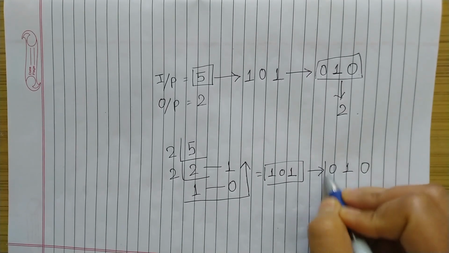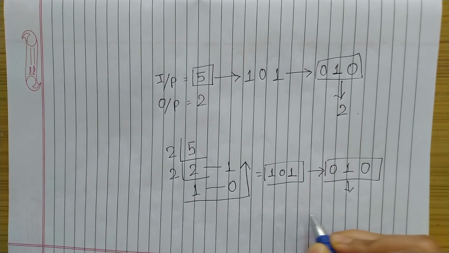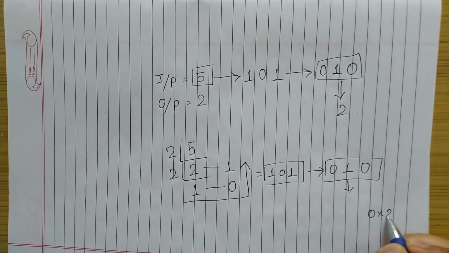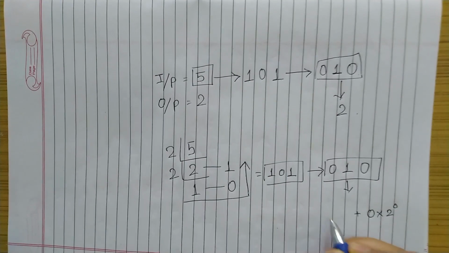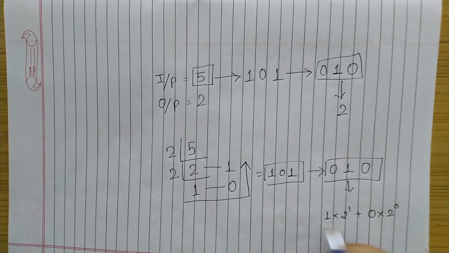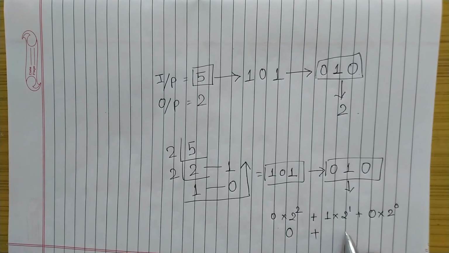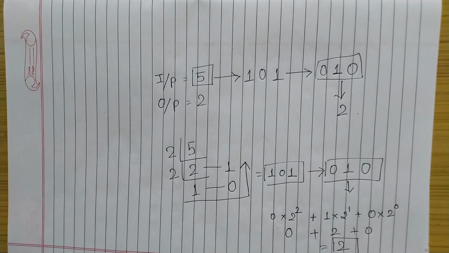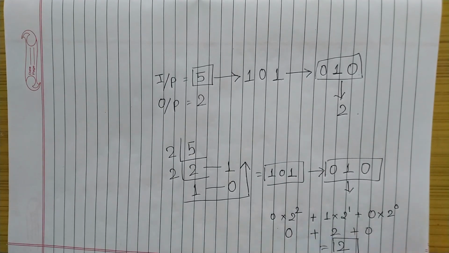And to convert this back into decimal, what we will do is 0 into 2 to the power 0 plus 1 into 2 to the power 1 plus 0 into 2 to the power 2. So this is 0 plus this is 2 plus 0. So we will have the answer 2. This is the entire process, and we will do it in code.